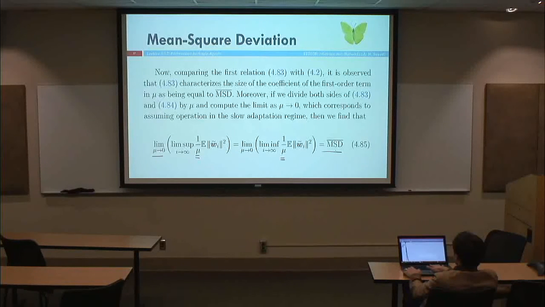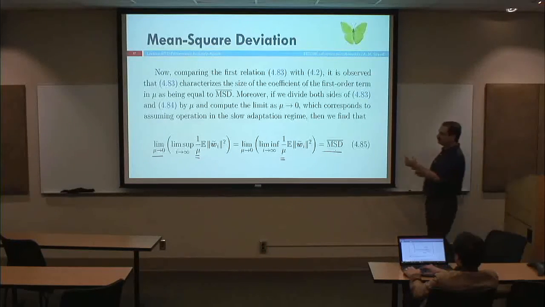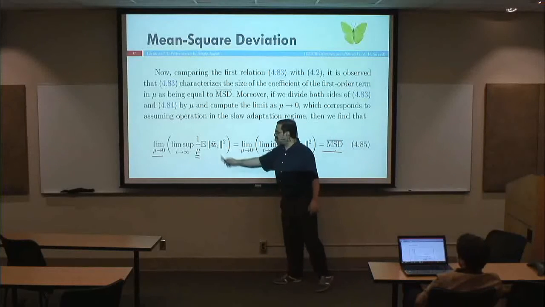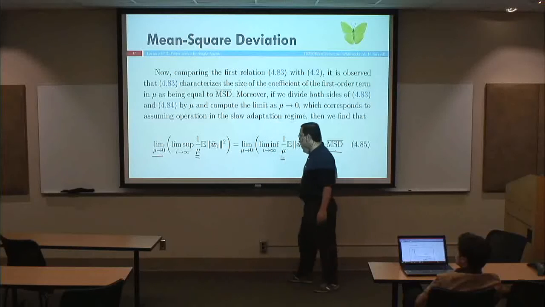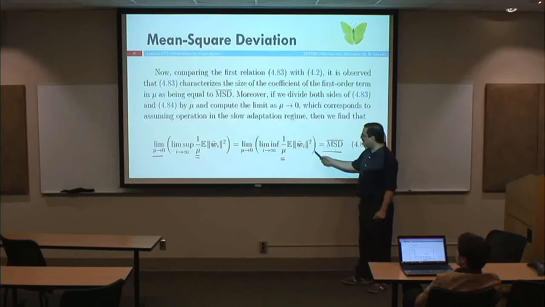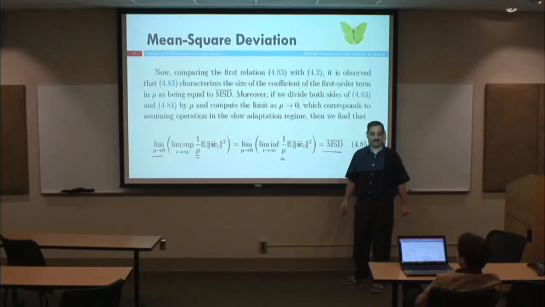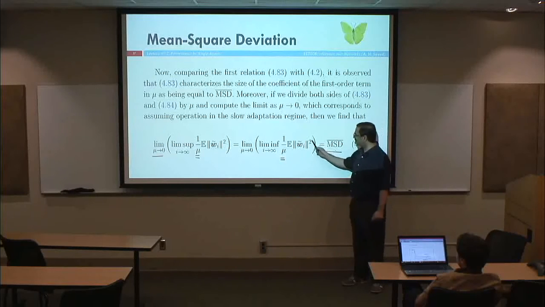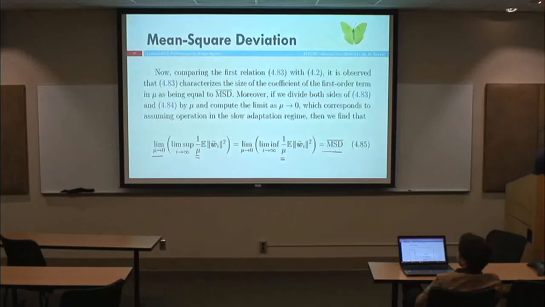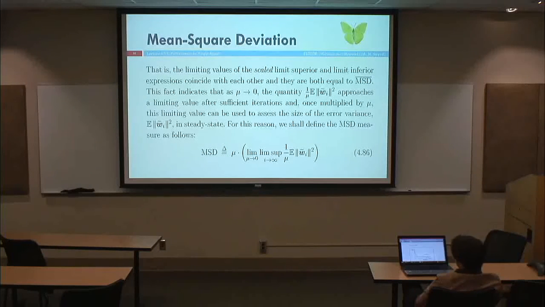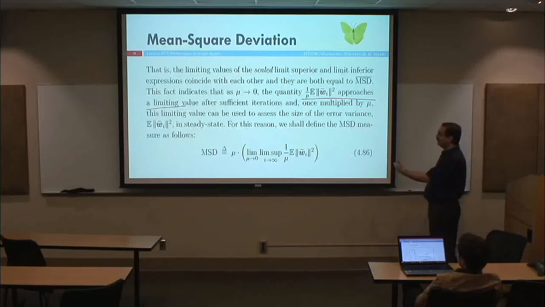You see, as mu goes to 0, the lim sup of this quantity 1 over mu, this normalized sequence, is agreeing with the lim inf of that same normalized sequence. So what this is telling you is that the normalized sequence is going to a limit. Okay? So the normalized sequence, when you normalize by mu, it approaches a limit. Right? As i goes to infinity, this is going to a limit.